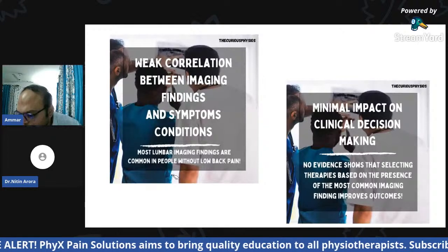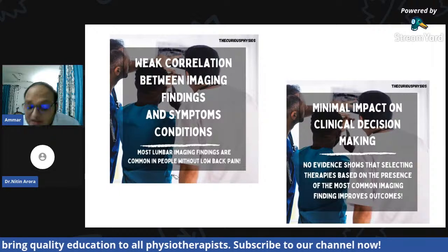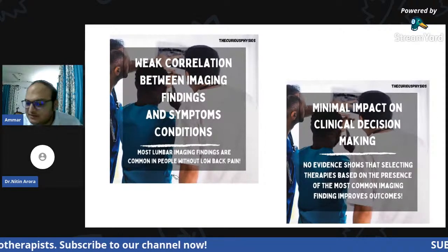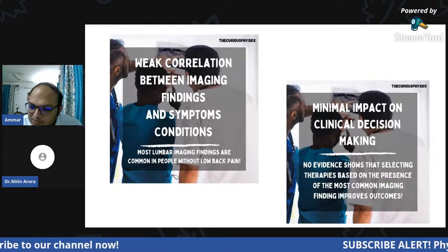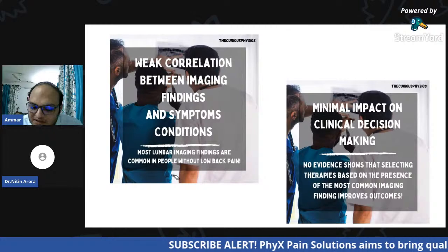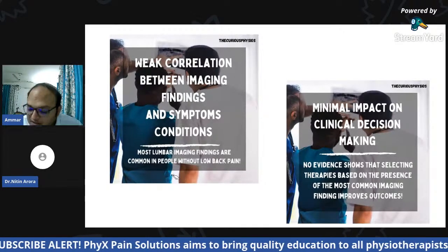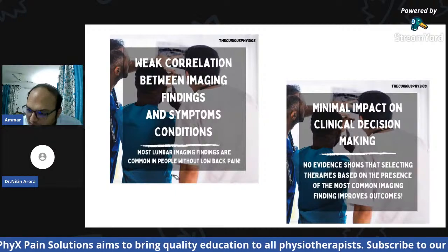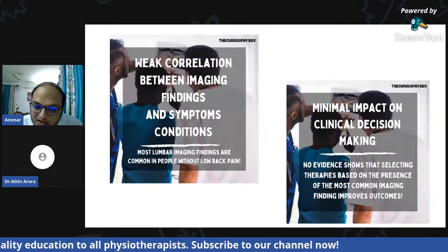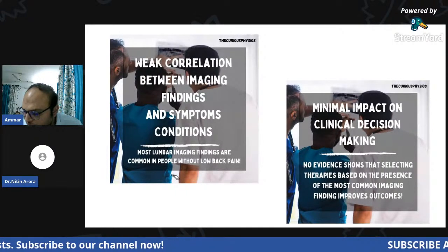I hope this point is clear with everyone. Why this is so is because we are highly variable, that is one reason, and second, we all have some amount of changes with age. So please don't go just by MRI and say this patient is having this or that. We are physical therapists, physiotherapists. We do hands-on examination. We have to see the physical condition of the patient before commenting upon the findings.